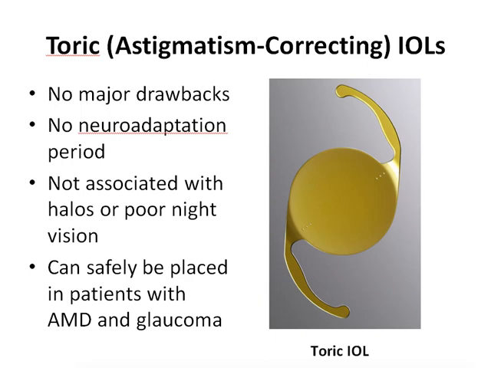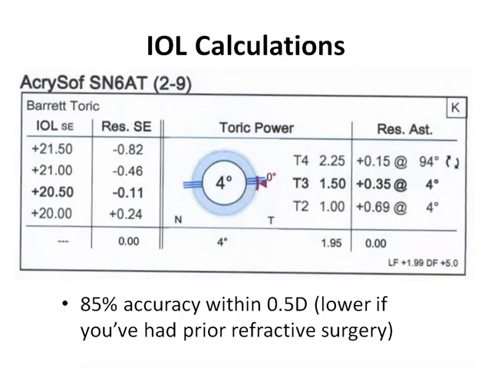Unlike multifocal IOLs, toric IOLs do not have major drawbacks, have no neuroadaptation period, are not associated with halos or poor night vision, and can be safely placed in patients with macular degeneration or glaucoma. None of our eye surgeons would hesitate to have a toric IOL implanted in their own eye if they had enough astigmatism to justify their use.